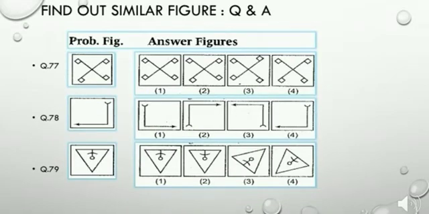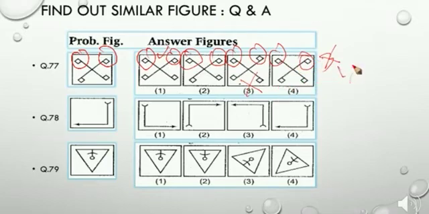Let's go to question number 77. Let's check for this portion. Is it available in option 1? Yes, it is there. In option 2, it's there. In option 3, it's there. In option 4, also it's there. Let's check for this portion. It's available in option 1. It's available in option 2. It's not available in option 3 because it is on the other side. So option 3 is ruled out. In option 4, it is there. So 1, 2 or 4 could be the answer.